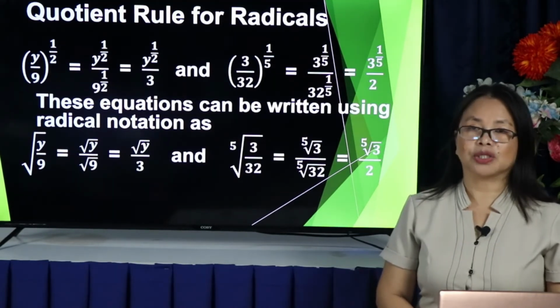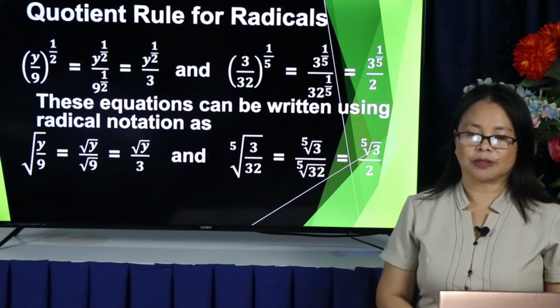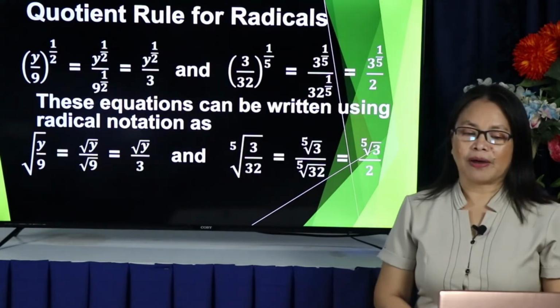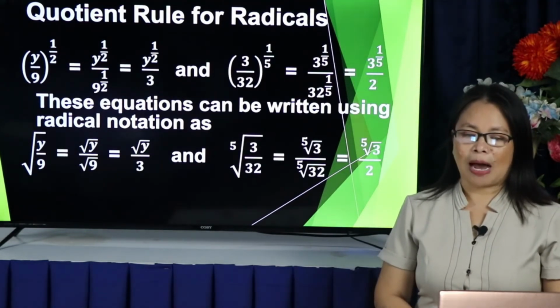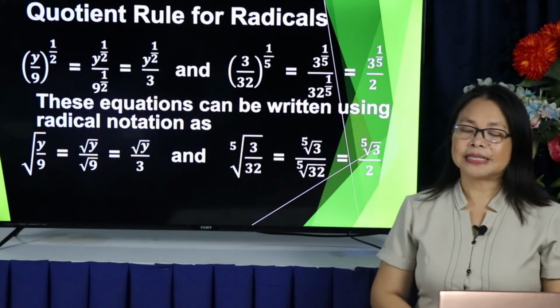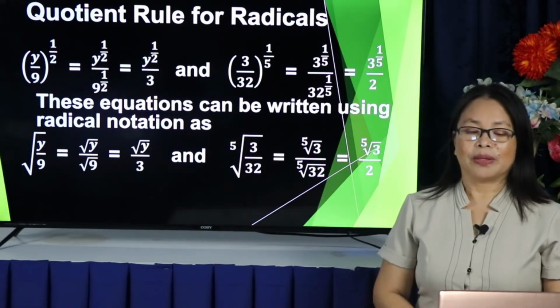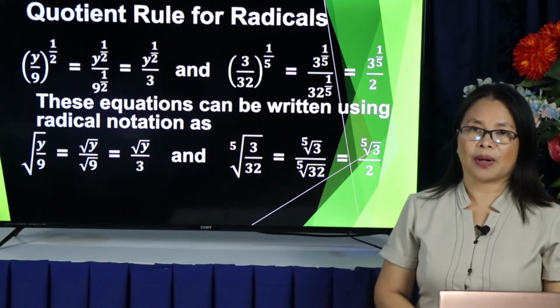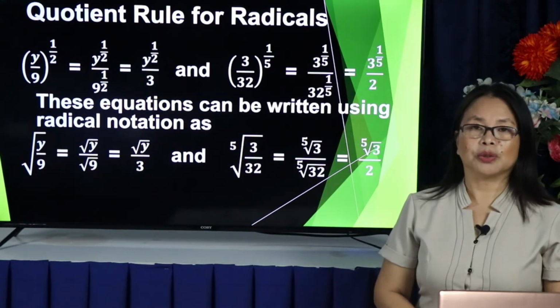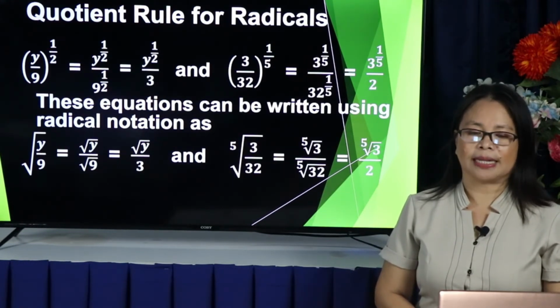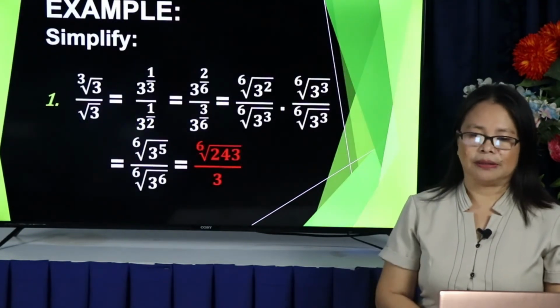The power of a quotient rule is also valid for integral and rational exponents. The power of a quotient rule for the power of 1 over n can be stated using radical notation. When written with radicals, it is called the quotient rule for radicals. The quotient rule is used to simplify radicals by rewriting the root of a quotient as the quotient of the roots. Let's try this example.